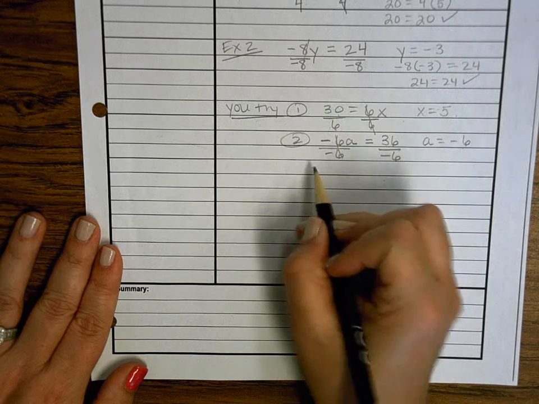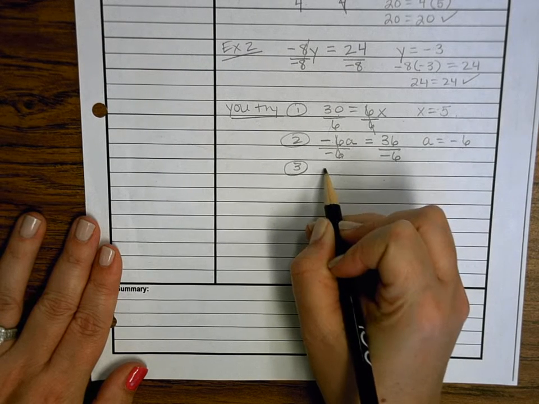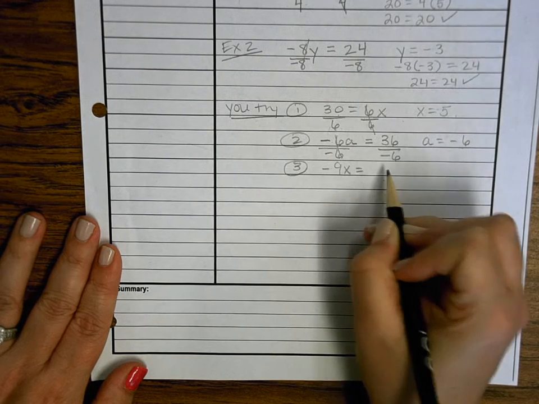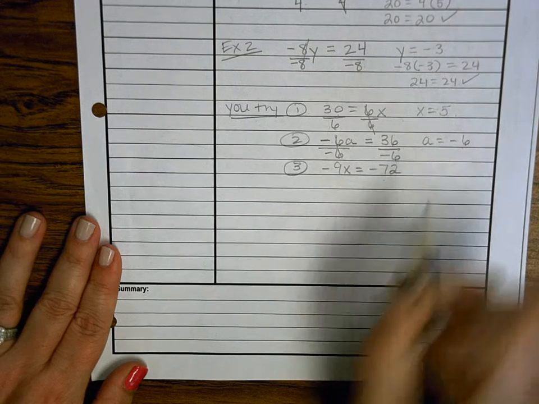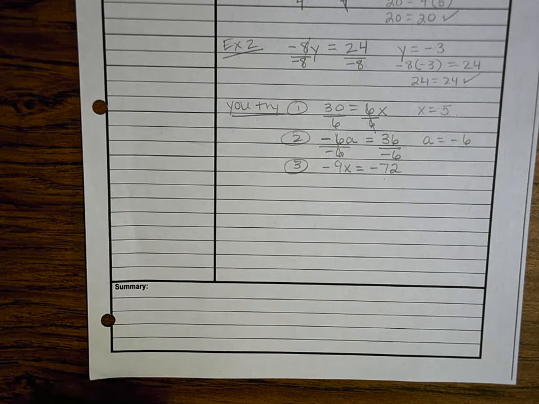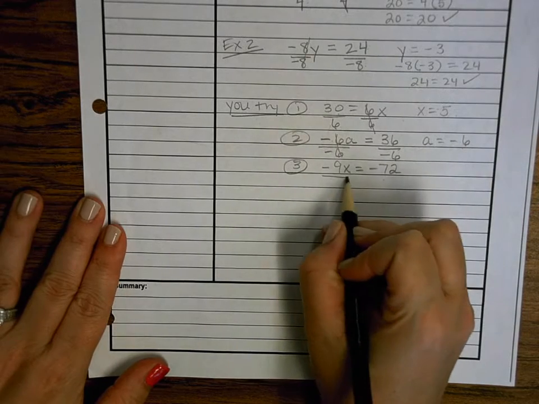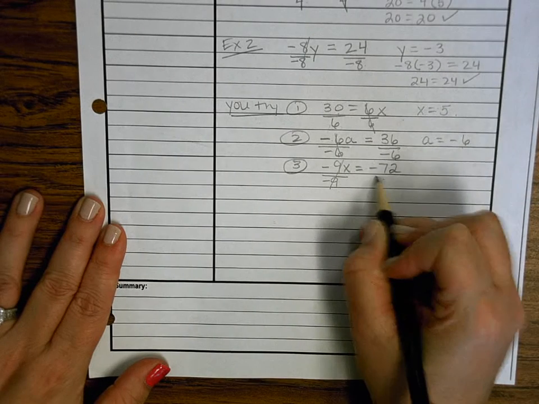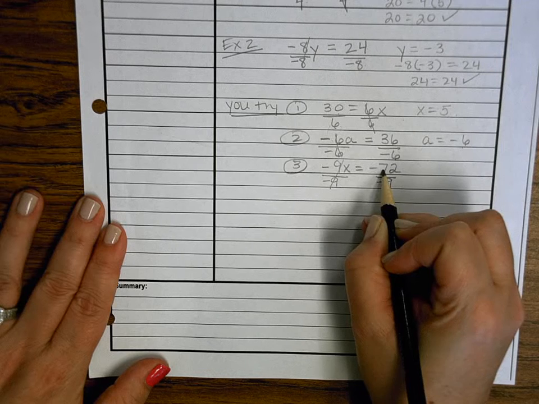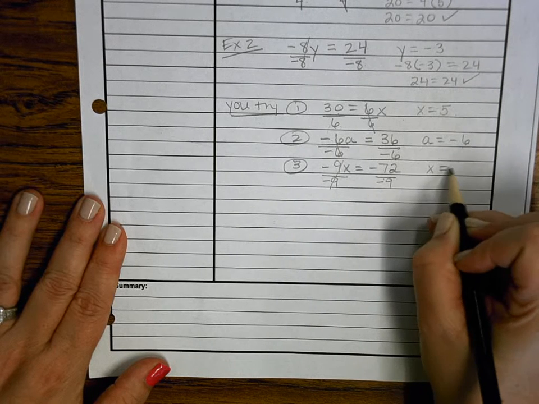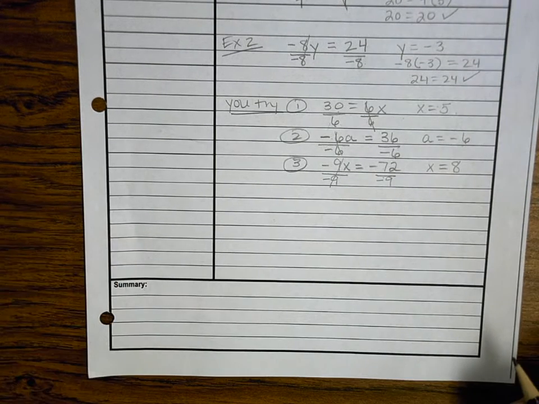All right, let's do one more. You try. Number 3. Negative 9x equals negative 72. All right, what does x equal? 8. Make sure you say positive there because now we're dividing by a negative and we have a negative. So this becomes a positive 8. Any questions on those 3?